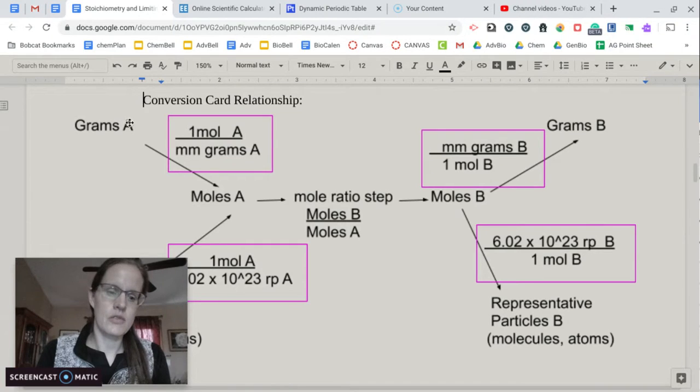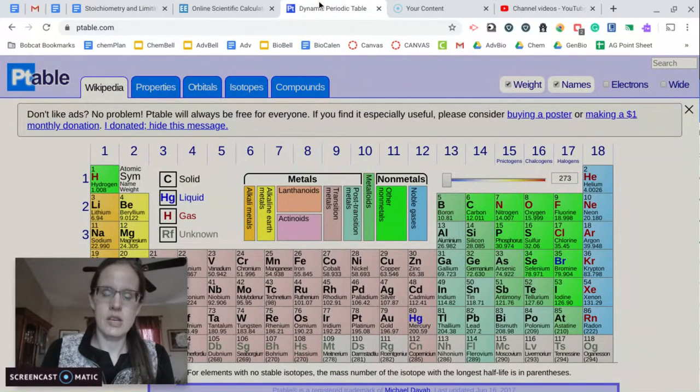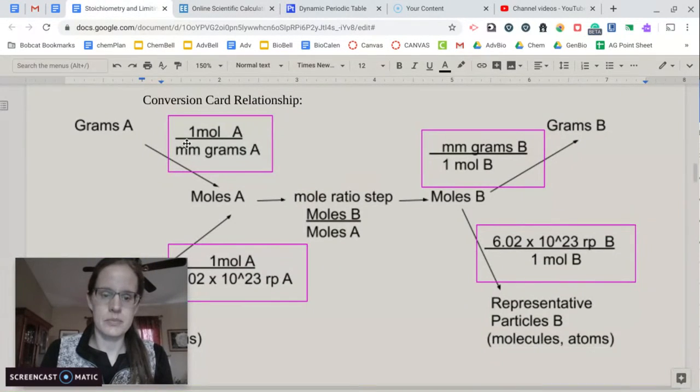So the problem we just did started with grams of the given. I'm going to use A for given. So grams of the given, and we multiply by 1 mole over the molar mass in grams. Remember, molar mass, you find that by looking at your periodic table and adding the masses together. That gets you to moles of A, so that's what's on top.